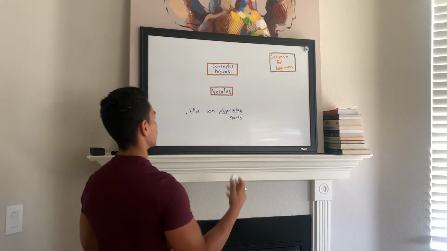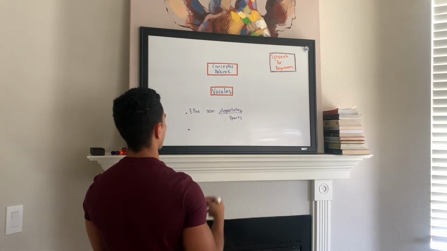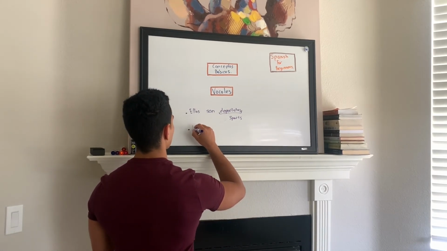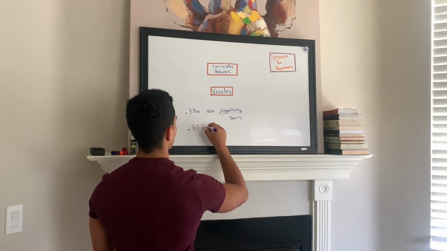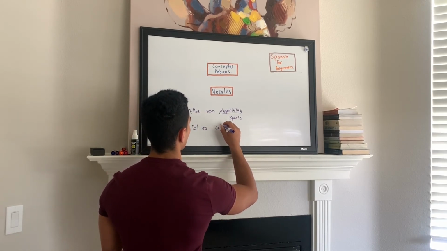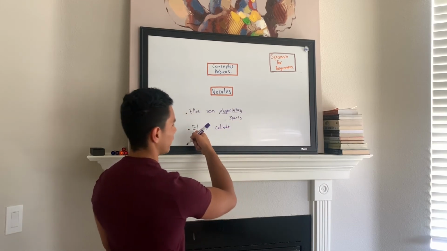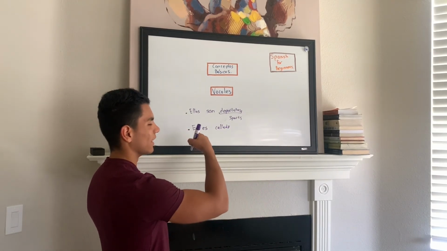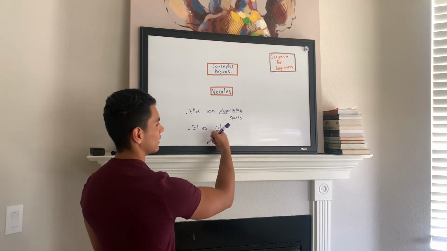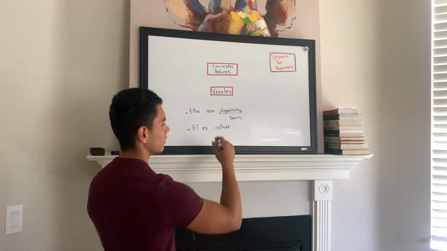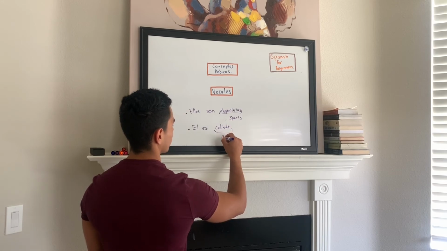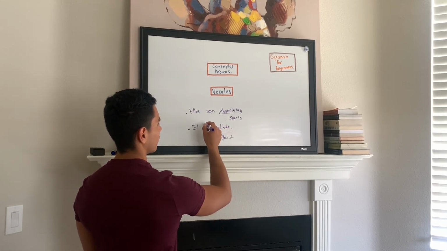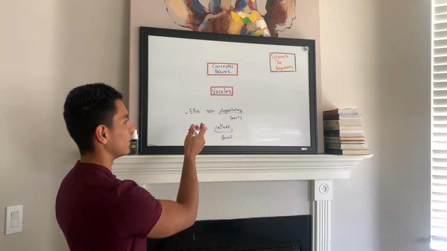Another phrase that we're going to structure is: él es callado. So, él, referring to a boy or a man, es, he is, and then callado, he's quiet. So this one is quiet. So, él es callado. Él es callado.